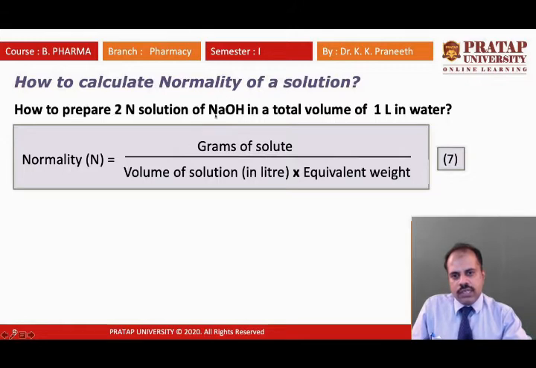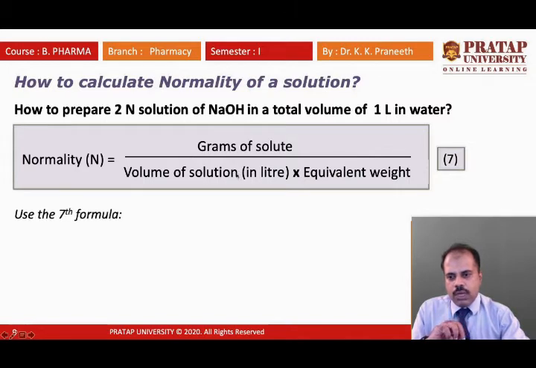Now let's change the question slightly. Now instead of acid, we need to find out how to make the solution of a base, right? In a total volume of 1 liter, the base given is sodium hydroxide. So how to make the sodium hydroxide of concentration 2 normal in 1 liter? It's the same formula we can use. 2 normal solution we need, right? 2 normal concentrated solution we need to prepare.